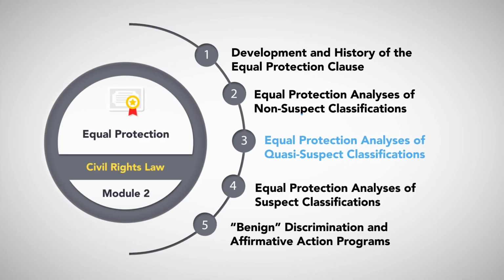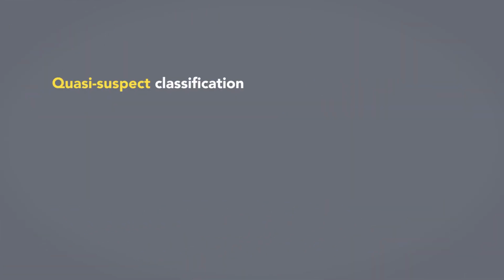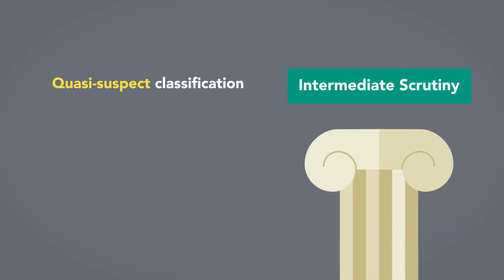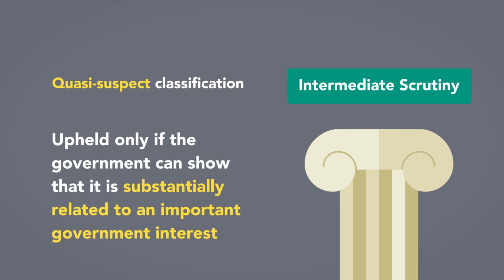Equal protection analysis of quasi-suspect classifications. Next, we'll move to quasi-suspect classification, in which laws are judged against an analysis known as intermediate or medium scrutiny. A law subjected to medium scrutiny will be upheld only if the government can show that it is substantially related to an important government interest.